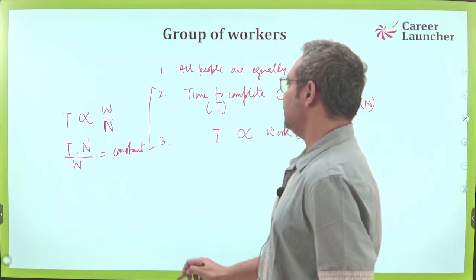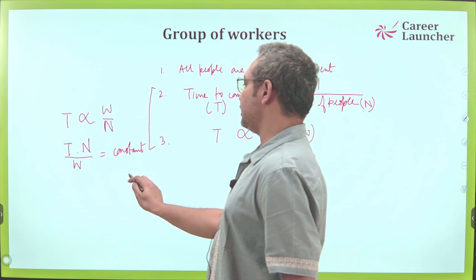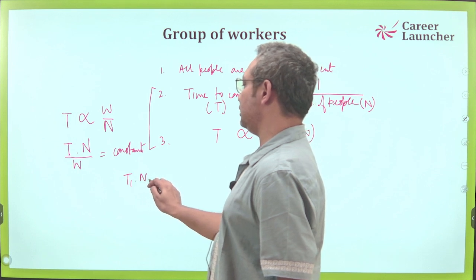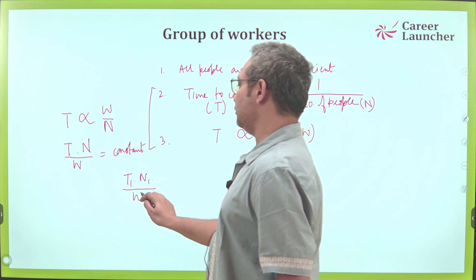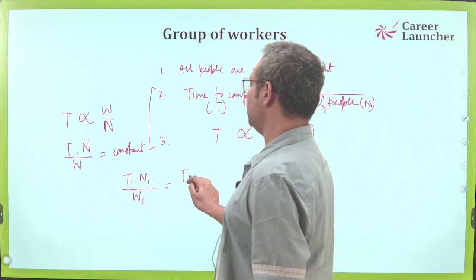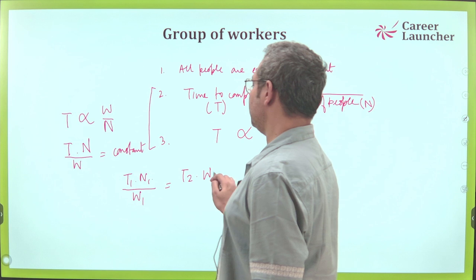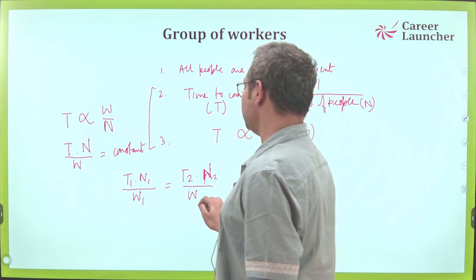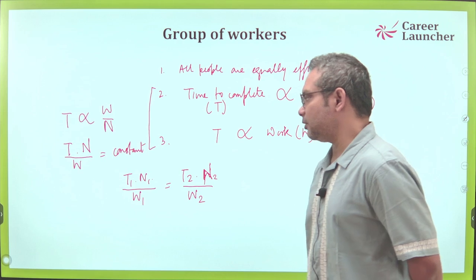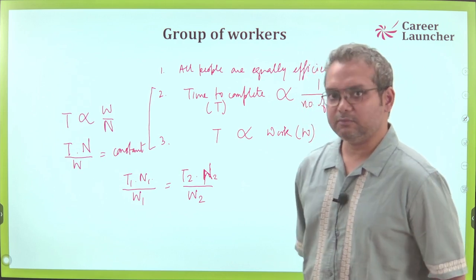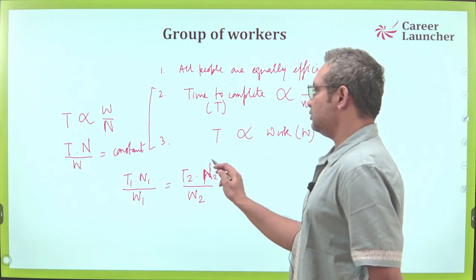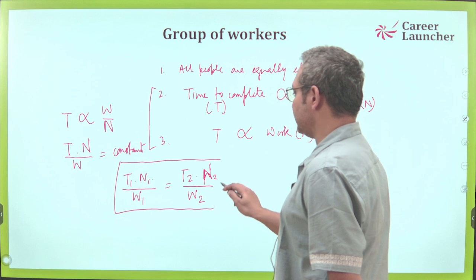What does it mean? If in a first scenario I have T1 time, N1 number of people and W1 work, then T1 N1 divided by W1 should be equal to T2 time, N2 number of people and W2 work. So this product TN by W1 should be equal to T2 N2 by W2. Now let us try to use this and solve a question.